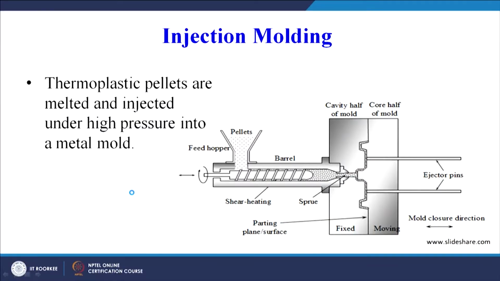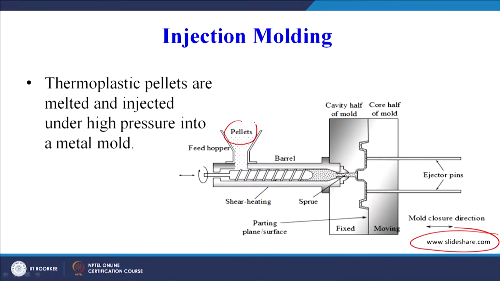But yes, as engineers we will never give up. There are processes, as you can see on your screen. We can use the injection molding process. In injection molding you can see the presentation is already available on SlideShare. This diagram has been taken from SlideShare. Thermoplastic pellets are melted and injected under high pressure into the metallic mold. There are a number of good presentations available on injection molding on the internet.